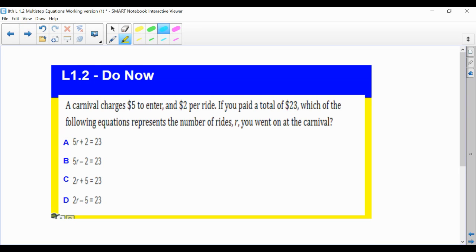A carnival charges $5 to enter. You walk in, you have to pay $5. $2 per ride. There's that per word again. If you pay a total of $23, so that's what you're paying at the end of it all, which of the following equations represents the number of rides R you win on at the carnival? So looking at our choices, there's our 23 at the end. We said $5 is our constant. That doesn't change. You walk in, you have to pay $5. So that eliminates these 2 equations.